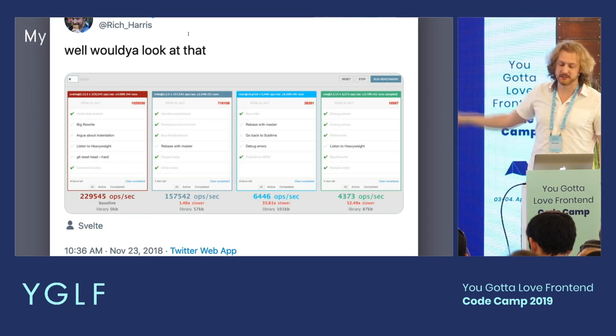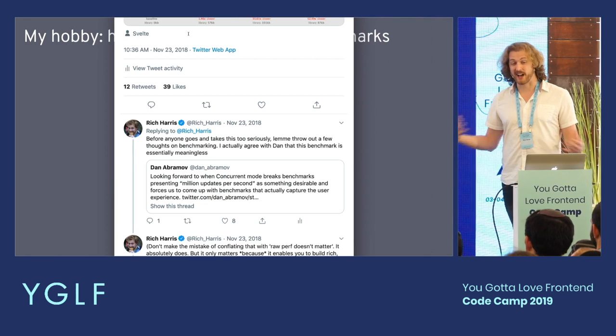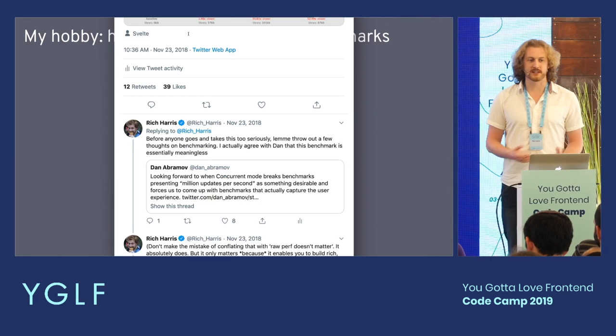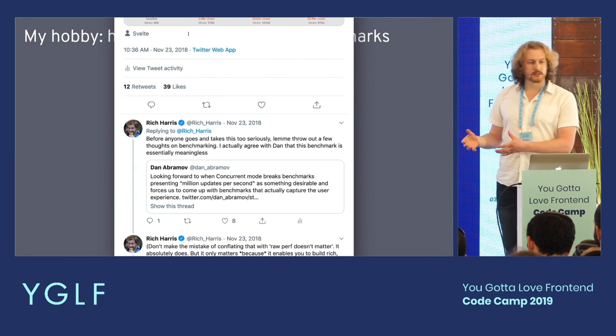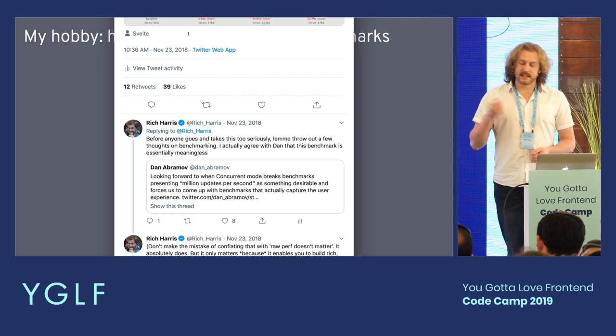and 50 times faster than Vue. Dan on the React team thinks that this benchmark is meaningless, and I kind of agree with him. There is no point updating your application hundreds of thousands of times a second if your refresh rate is 60 hertz. Dan thinks that we should be measuring user experience instead, and I agree.